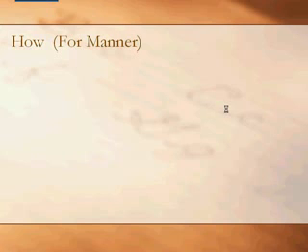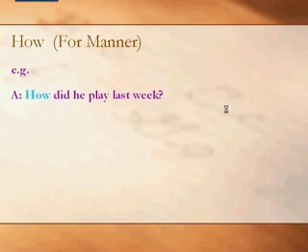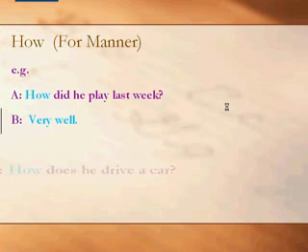How is for manner. It means in what way, what was the manner of doing something, what was the way. For example, how did he play last week? So you want to know the manner, how someone played last week. So A asks how did he play last week, what manner he played, right? B: very well. So the manner was very well, he played very well.